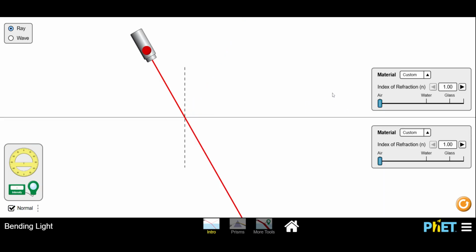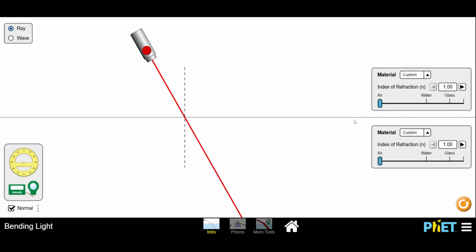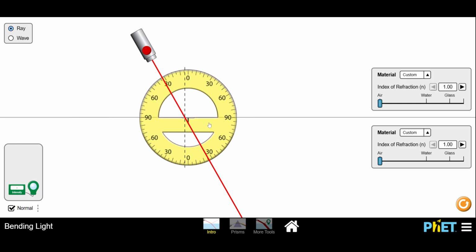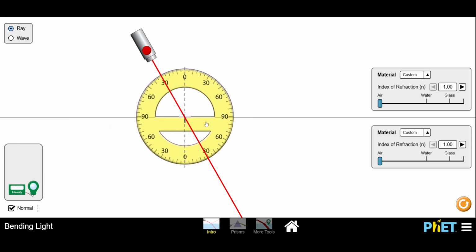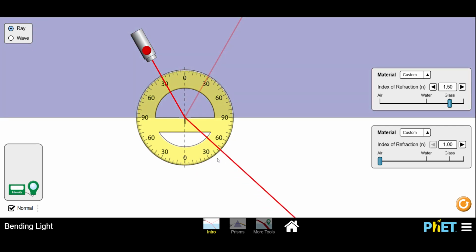If I change the index of refraction of the first material, then we get a slightly different type of behaviour happening. We can see that the light ray is bending away from the normal. Let me show you that with the protractor. So at the moment, the angle of refraction is 30 degrees. If I increase the first material's index of refraction to something like water or maybe glass, then you can see that that angle is actually increased. It's bent away from the normal. And this is the pattern that we observe.